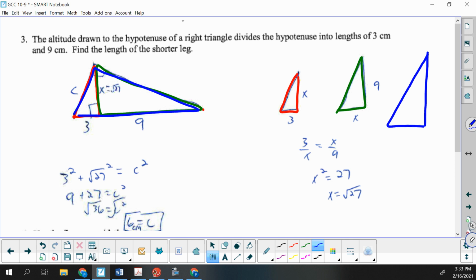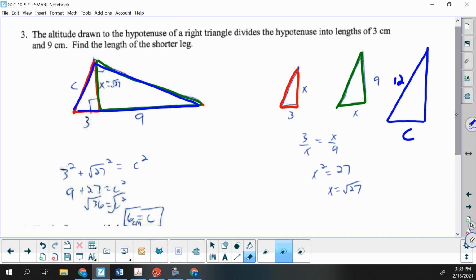So that one there, which is what I called C initially. Oops, sorry, no. This is C, and this we knew was 12. So we needed to be able to find the C, and C also happened to be in the red triangle here as well. So what I did is I did 3 from the red over x from my green is equal to x from the red over 9 from the green, and that got square root of 27.